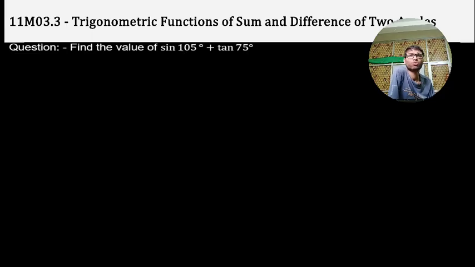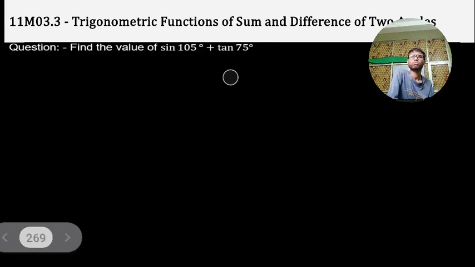16 plus 45. Yes, it will work. 60 plus 45. Now next, for this, 40 plus 35.